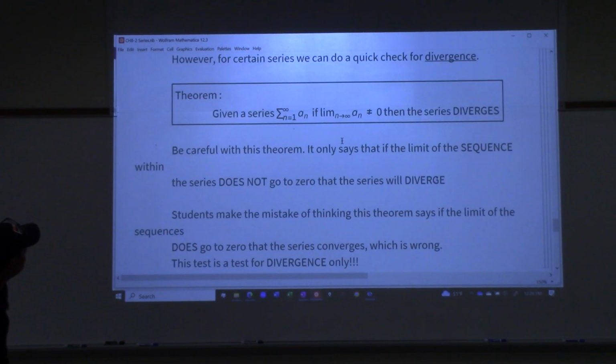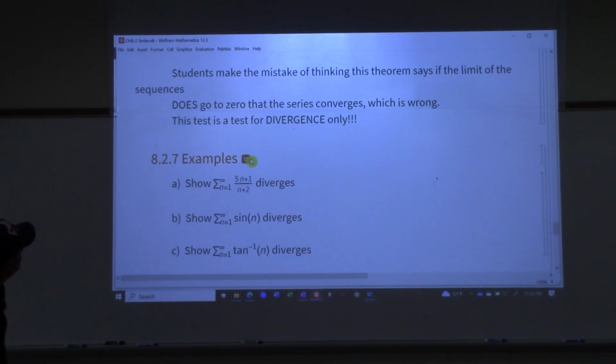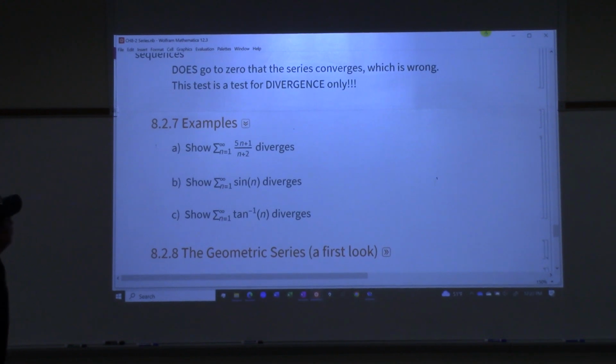Let's do an example. Show that these diverge.